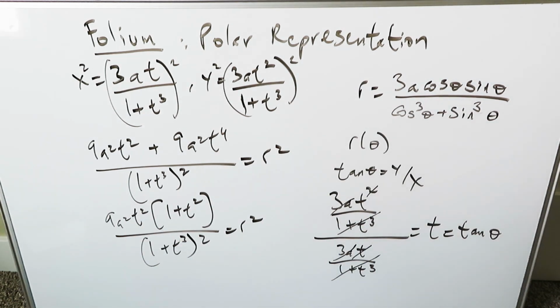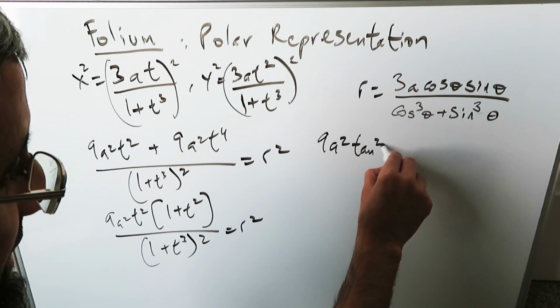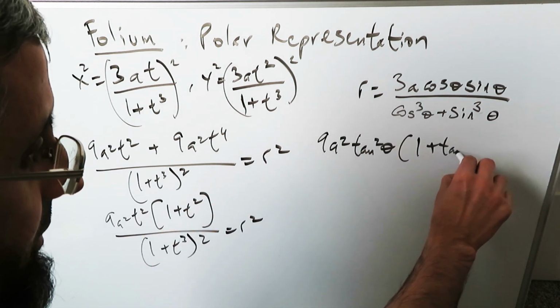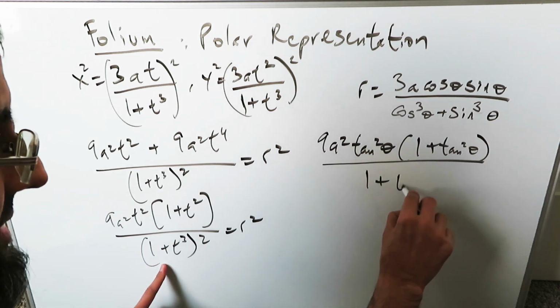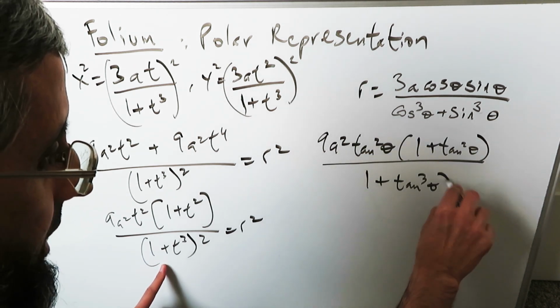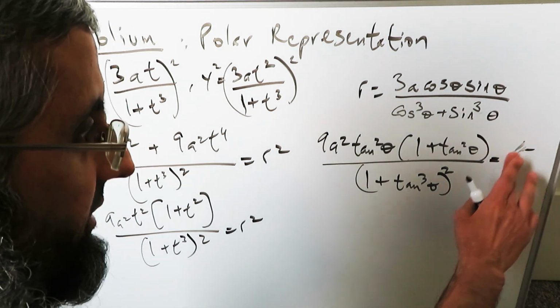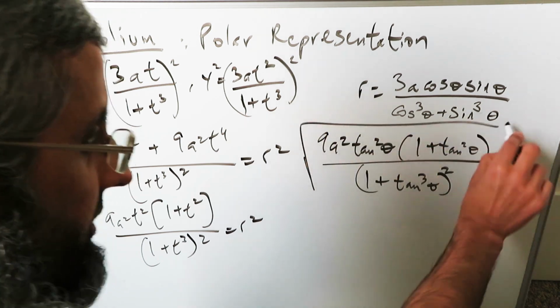So I know t is equal to tan theta, and I substitute it into this form. I'm looking here at 9a squared tan squared theta times (1 plus tan squared theta) divided by (1 plus tan cubed theta) whole squared. But this is all equal to r squared. If I solve only for r, I'm taking the square root of everything. r is equal to the square root of this.